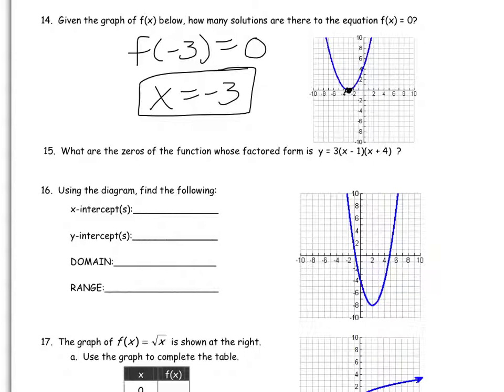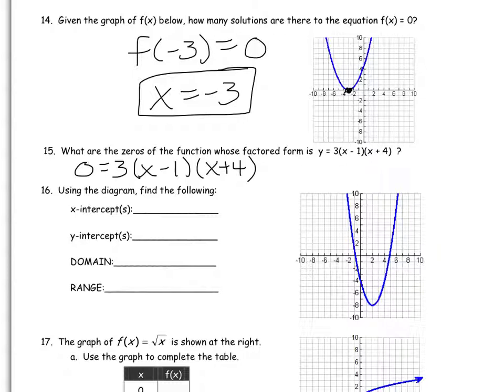What are the zeros of the function whose factored form is y equals 3 times the quantity x minus 1 times the quantity x plus 4? So we're trying to solve the equation y equals 0. I'm sorry, yes. I'm finding the zeros of the function, looking for all of the x values such that when you evaluate the function at that x value, the y value is 0. So I'm trying to solve the equation 0 equals 3 times the quantity x minus 1 times the quantity x plus 4. So I can use the zero product property.